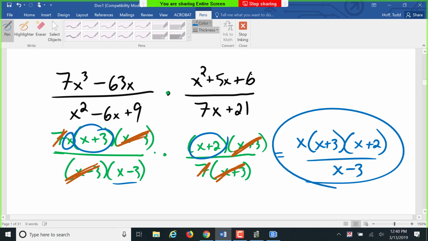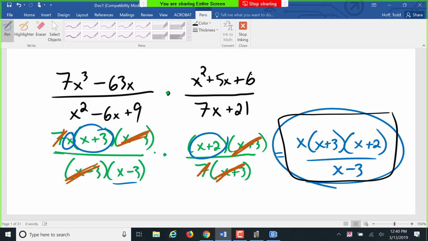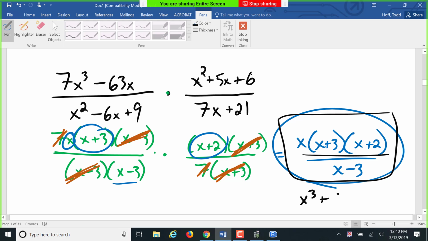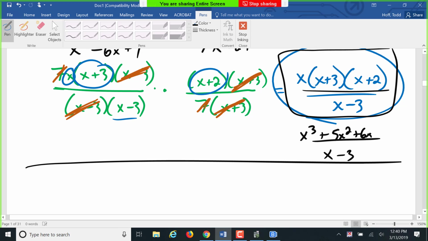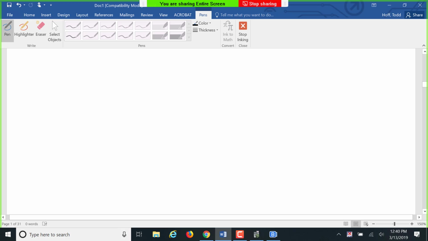On a test, I am okay with the answer left just like that. And I believe most of the time my math lab is okay with it that way. If you put down that answer and it says it's wrong on the first try, I would try to multiply this back out. You would get x to the third plus 5x squared plus 6x over x plus 3 or x minus 3. Anyway, one more example to review from yesterday.